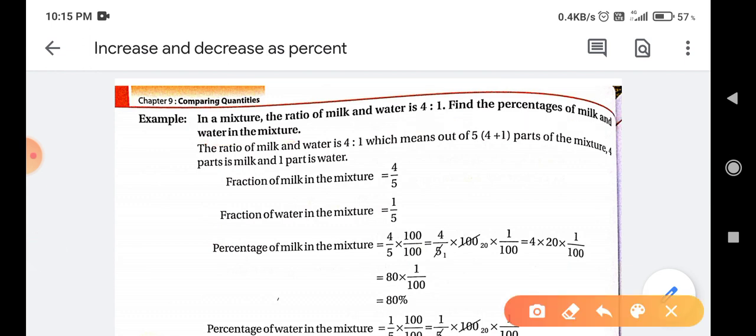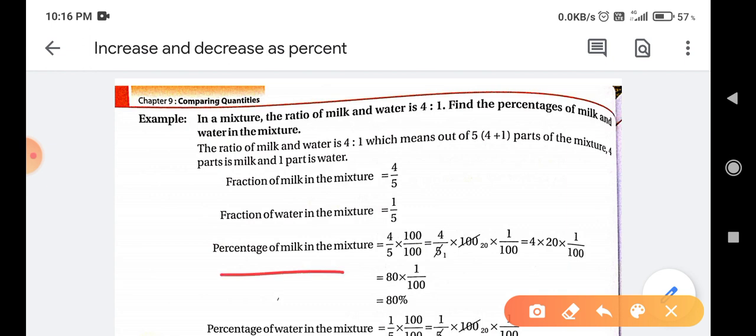The ratio of milk and water is 4:1, which is given, which means the total parts are 4 plus 1, that is 5. So out of 5 parts, 4 parts are milk and 1 part is water. So the fraction of milk will be 4 by 5 and the fraction of water will be 1 by 5. So we get the fractions of both, and now we can easily change them into percentage.